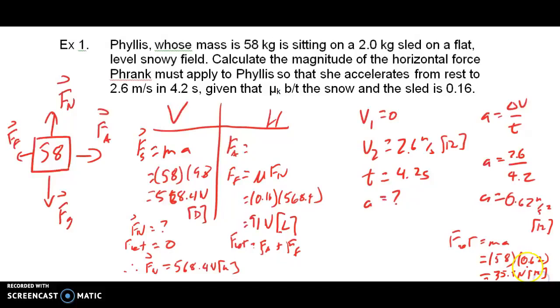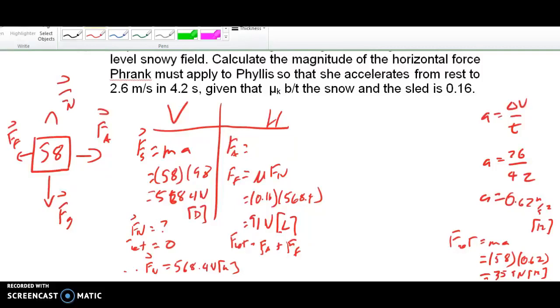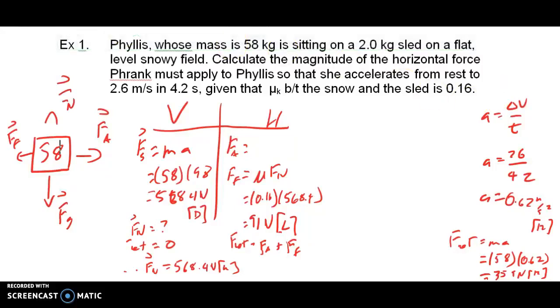to the right. Now this is a little bit messy, so if you give me a moment, I'm going to erase some of this to make it easier to read. So now that we've erased and we have a little bit of extra room, we now can establish that the net force on Phyllis is going to be 35.9 newtons.